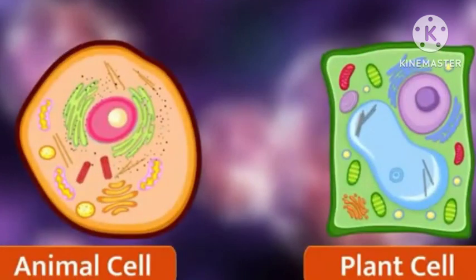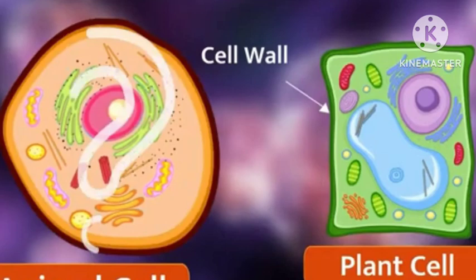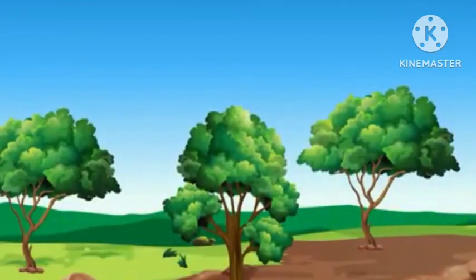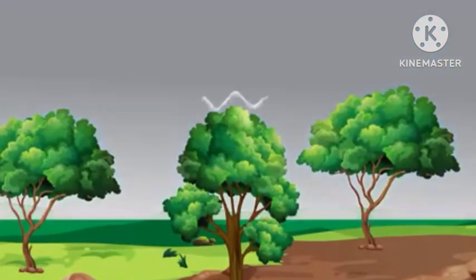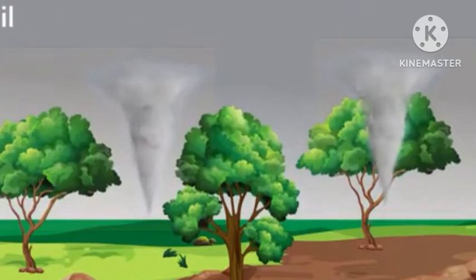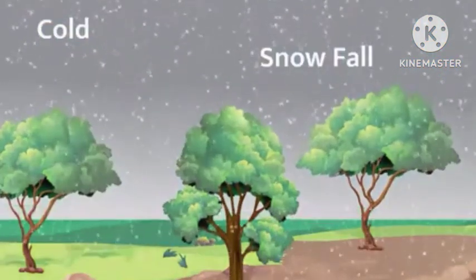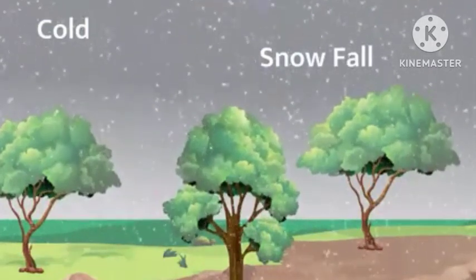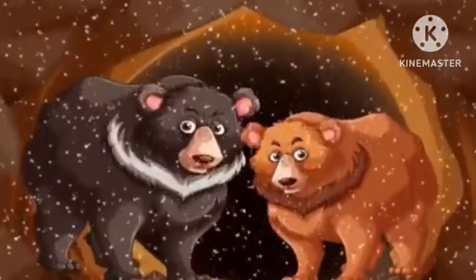Now the major difference between plant and animal cells is that the plant cell contains a cell wall, whereas the animal cell doesn't. So why is it so? Because plants have to live in an external environment and they are stationary. They can't move from one place to another. They have to persist through rainfall, huge temperature differences, and sometimes very harsh environments.